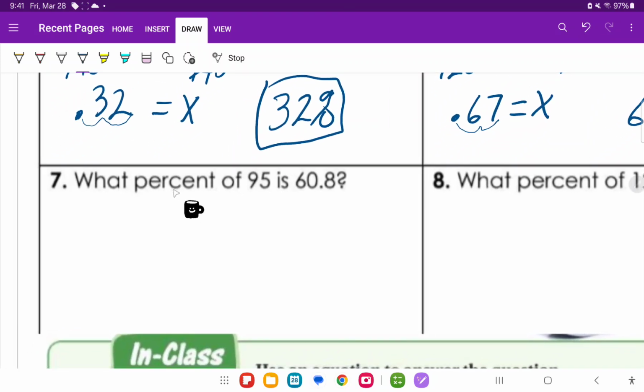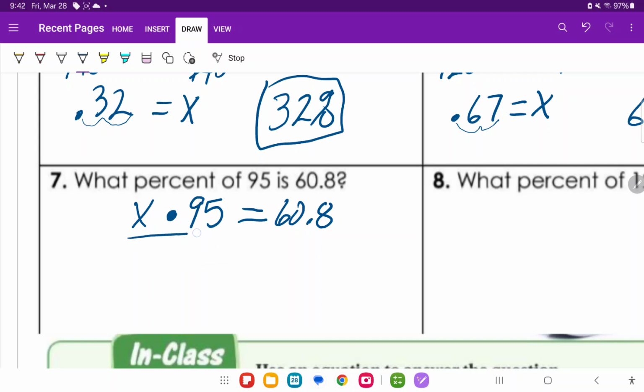Now, even though they've flipped, this time they've kind of flipped it around on us. The "is" is over here. But writing it as a math sentence, none of that changes. We know what "of" represents, we know what "is" represents, so we can still write our sentence. So what percent, there's our x, "of" is still the multiply, is equal to 60.8. So it's still the same thing.